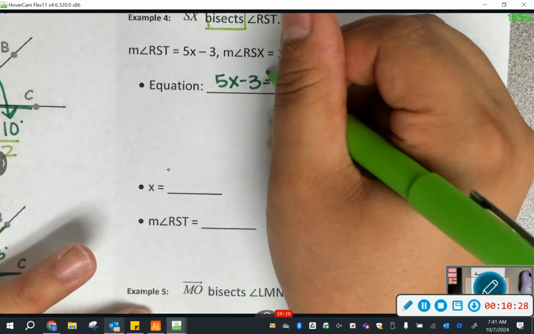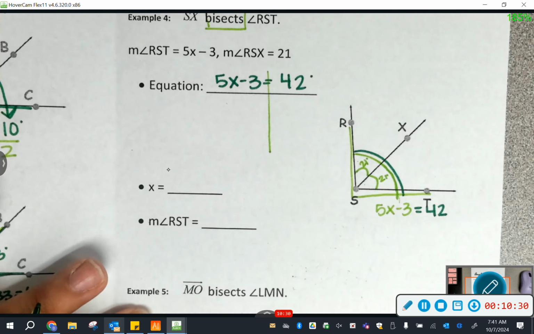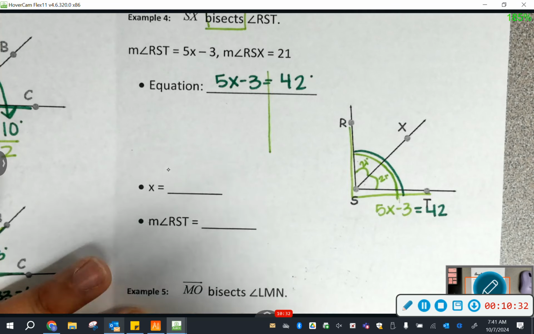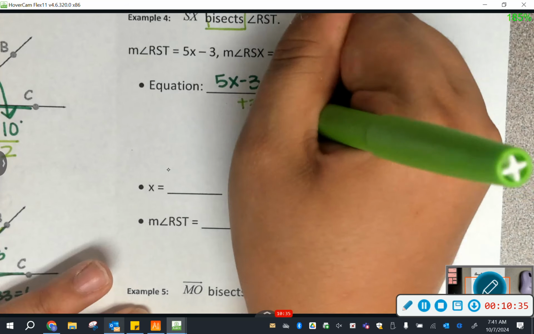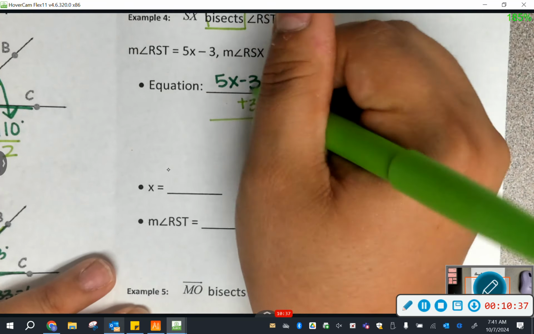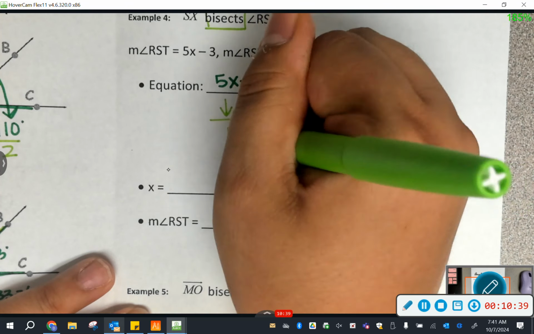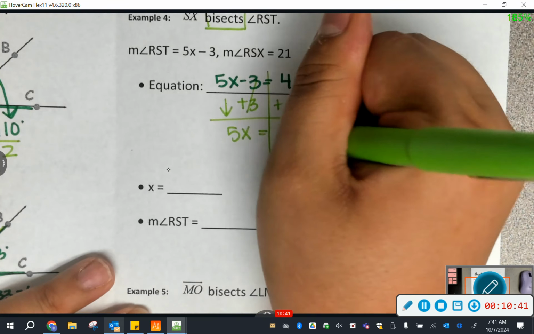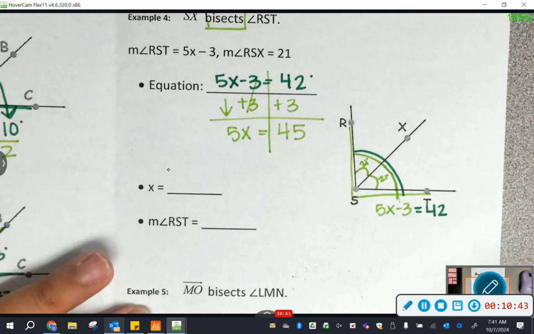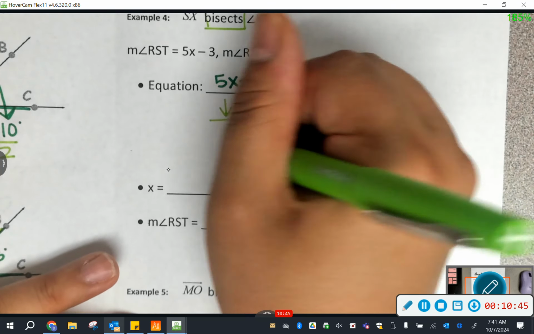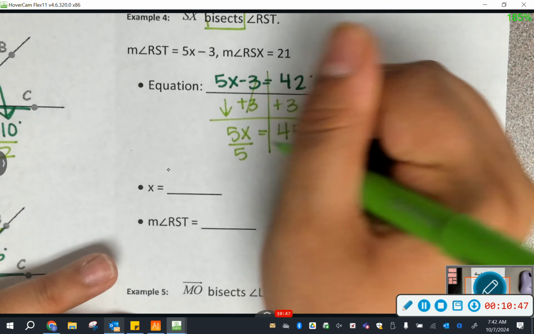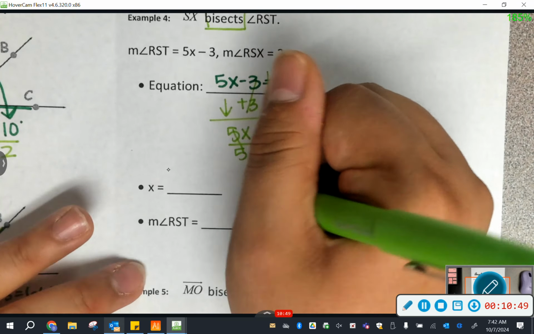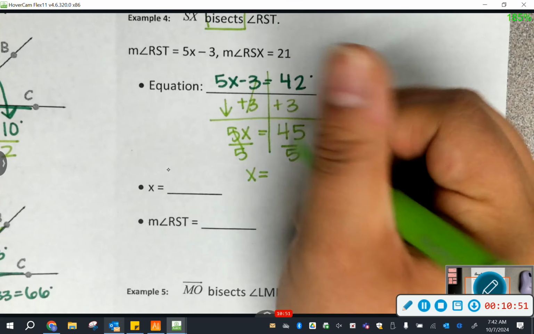All right, let's draw our line. What do I do to get x by itself? Add 3. We have to do the opposite. So I'm going to get 5x equals 45. And then what? Divide by 5. What does x equal? 9.